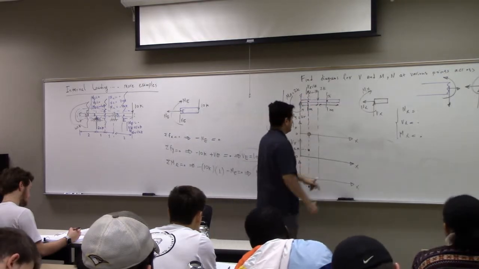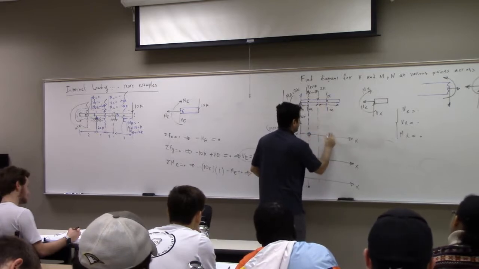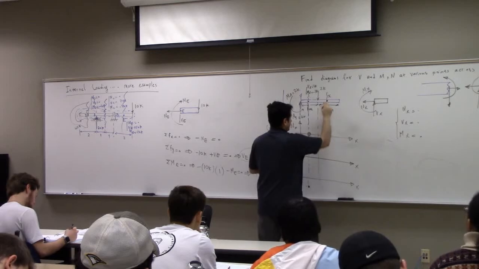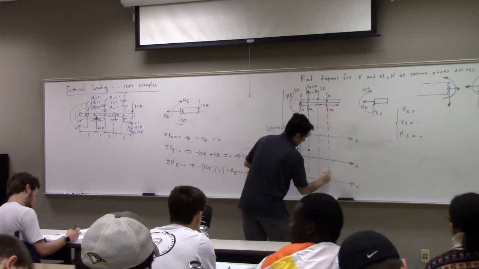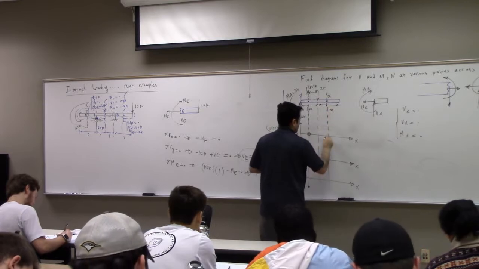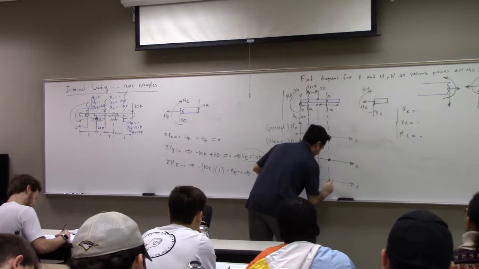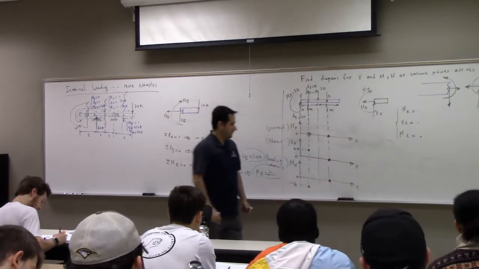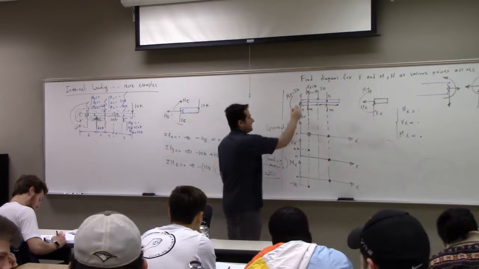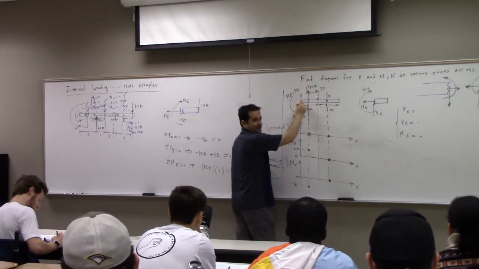Right? So what about this point here? This point again, let's use another color. Then you have 0, 0, and 0. Right? What about this point here? This point A.